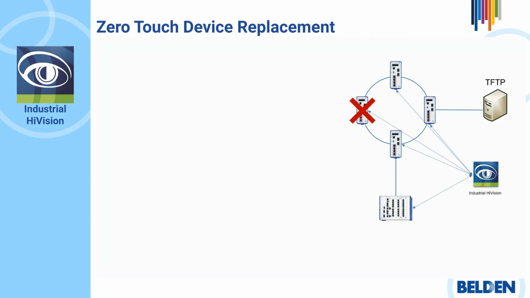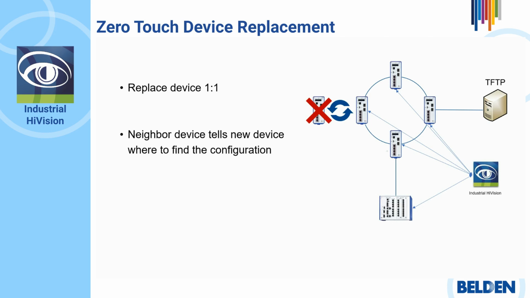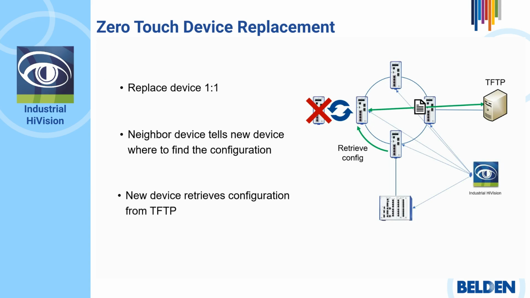Once a device fails, using the same ports, install the replacement device in the network. With the device operable and connected to the network, the neighbor device tells the replacement device where to find the configuration information. Then the new device gets its configuration from the TFTP server, and now it is up, operable and running with the previous configuration.